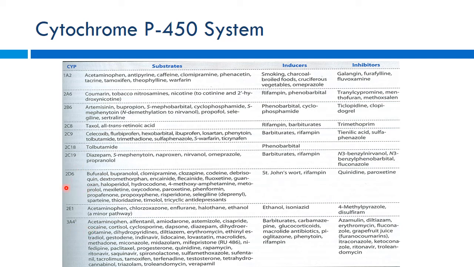But 2D6 is another big one. I always think about 2D6 as affecting drugs that affect the heart and the head, or head and heart. So a lot of psych meds, a lot of cardiovascular meds get affected by 2D6. Again, don't memorize these lists specifically, but we'll talk about individual ones and how they can have these interactions. But when I say induce this enzyme, what do you think that means?